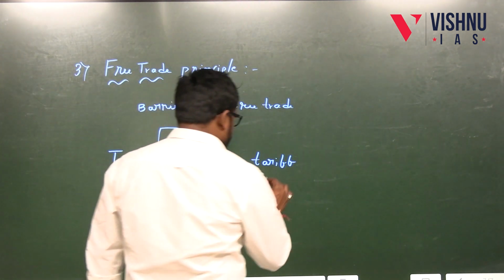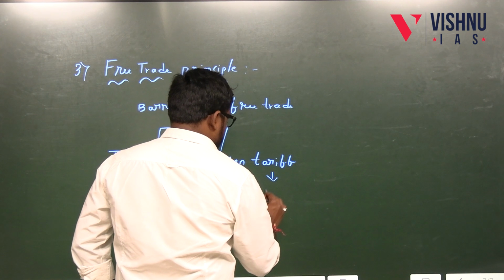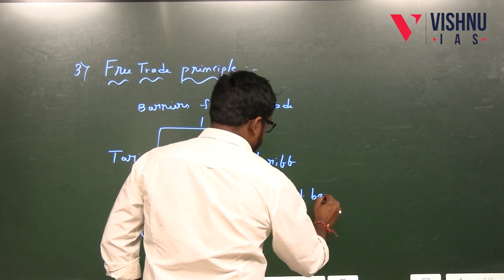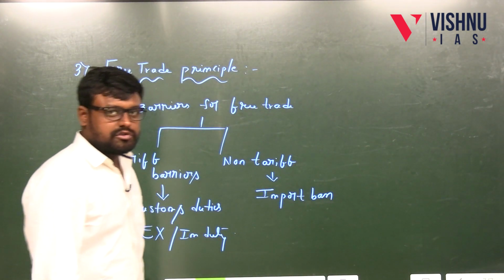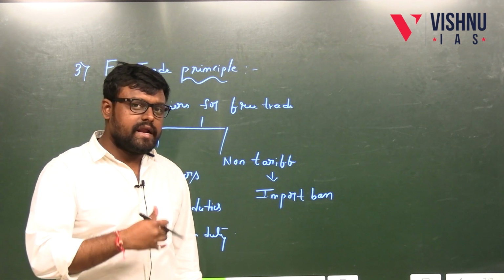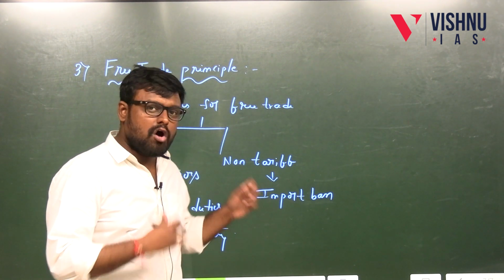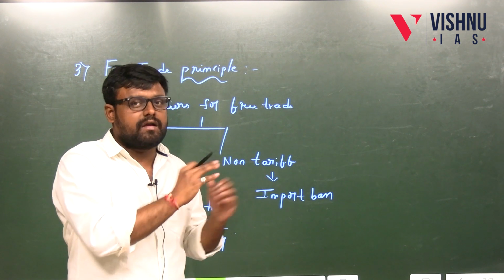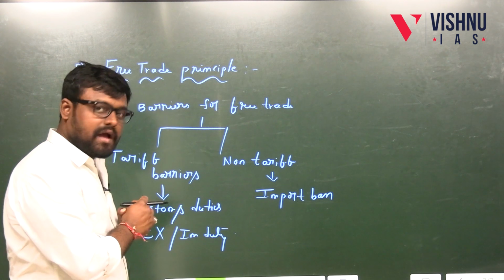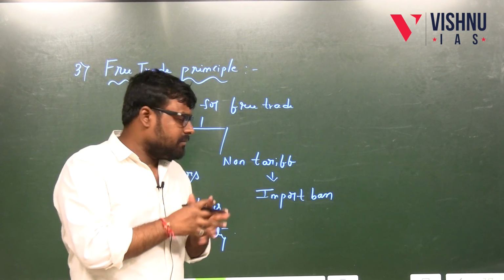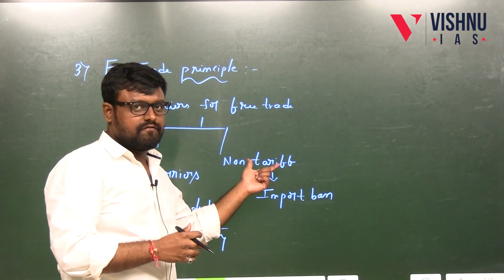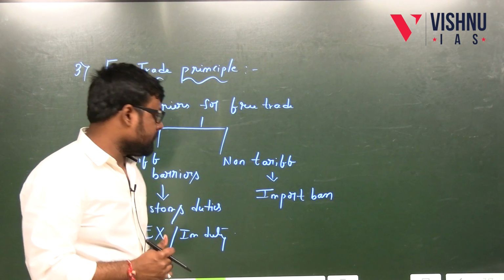So, what are non-tariff barriers, students? For example, an import ban is a non-tariff barrier. That means, suppose we are importing some goods from Pakistan and suddenly India has put a ban on the import of certain products from Pakistan. So, this will impact the trade between the two countries. Therefore, this import ban is a non-tariff barrier under the trade barrier.